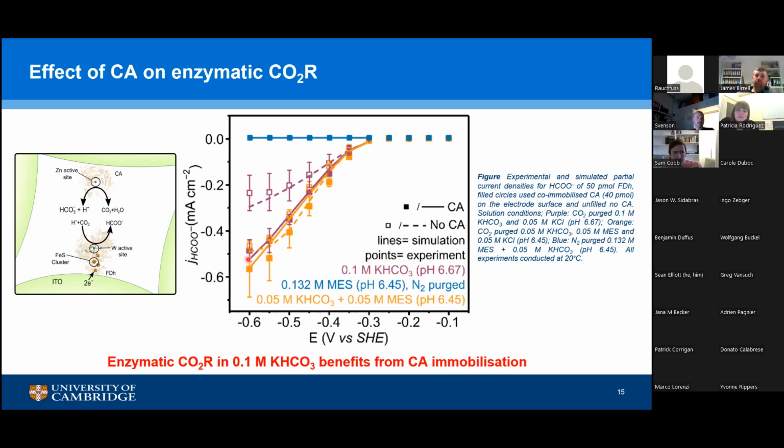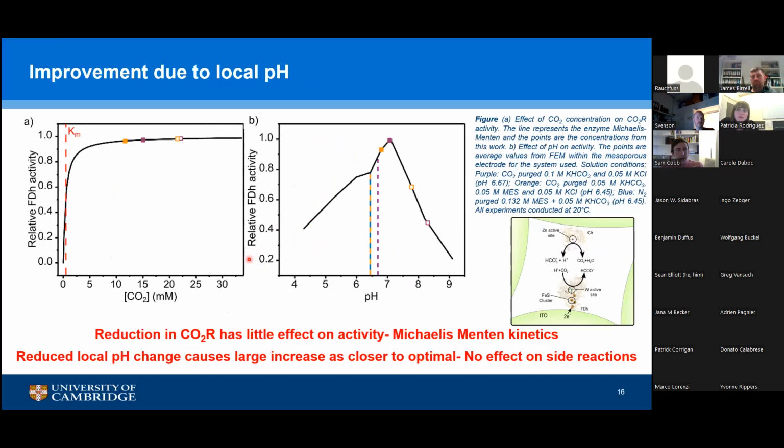And this doesn't make sense, right? We're taking CO2 away. Why does that improve our activity? And this comes back to, again, from the model, we can look and say, well, this comes back to the properties of enzymes and their Michaelis-Menten kinetics. Well, if we can reduce our CO2 concentration locally, so these unfilled squares are without carbonic anhydrase, we can go to with carbonic anhydrase, our CO2 concentration does decrease. But it doesn't affect the activity of our enzyme because we have a really high affinity for CO2. Therefore, it doesn't matter that we've reduced our CO2 concentration, which is maybe counterintuitive, but when you think about how an enzyme performs, okay, yeah, I get it.